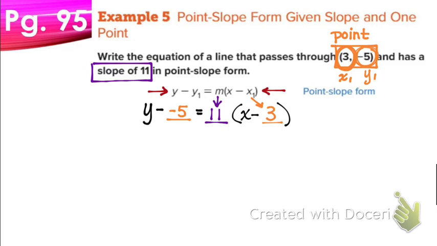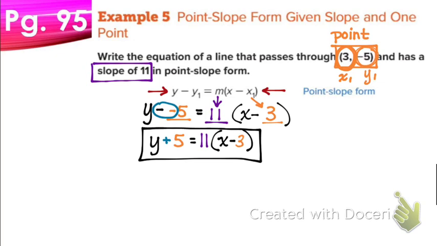What can I do right here to simplify this? Turn it into a positive. We should never have subtracting a negative in a final answer. So this is going to be y plus 5 equals 11 times x minus 3. That is my point slope form.